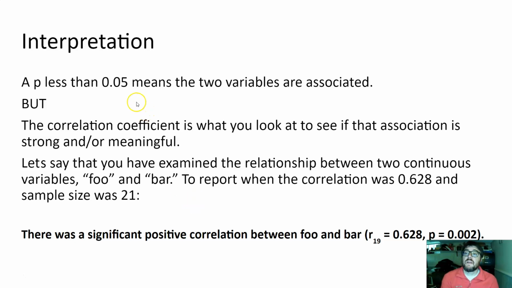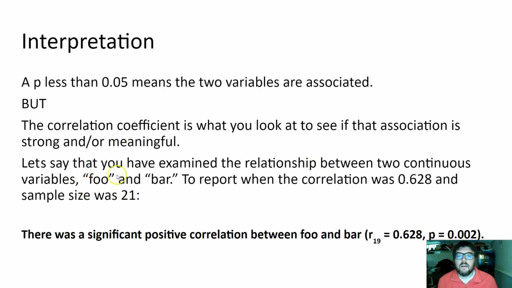So as always, in this class, we'll use the magical alpha value of 0.05 to compare our p's to. So if our p value is less than 0.05, it means the two variables are associated. But that doesn't tell us about the strength of the relationship. If you have a really big sample size, you can get a significant p-value with a really small correlation. So you want to report the actual magnitude of your correlation in addition to your p-value.